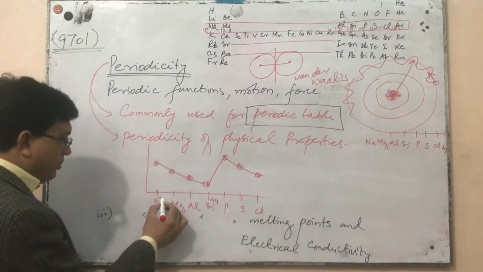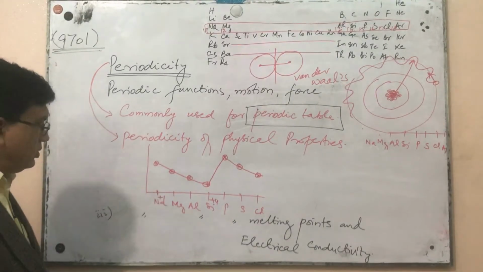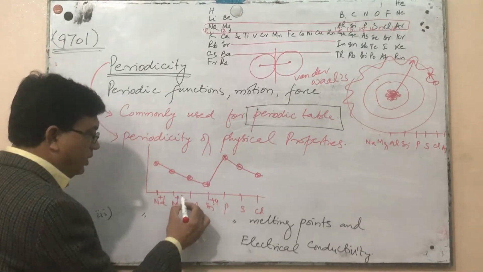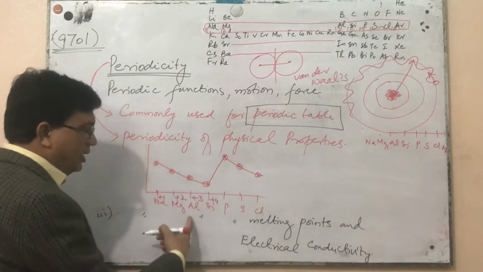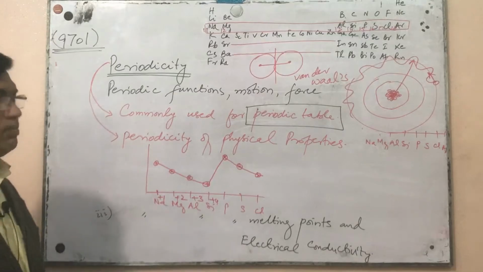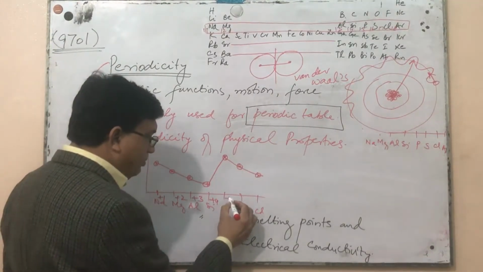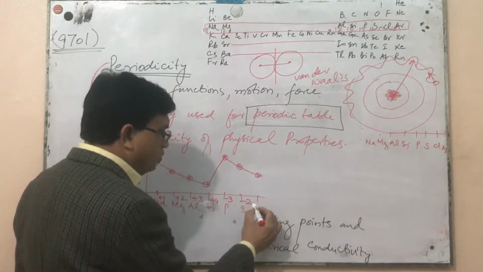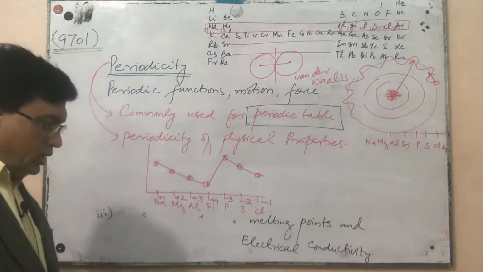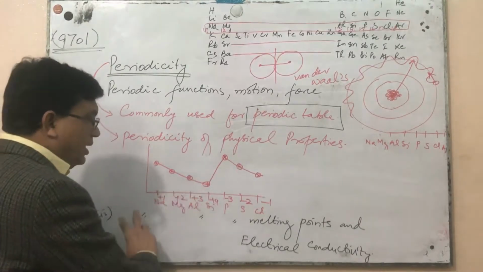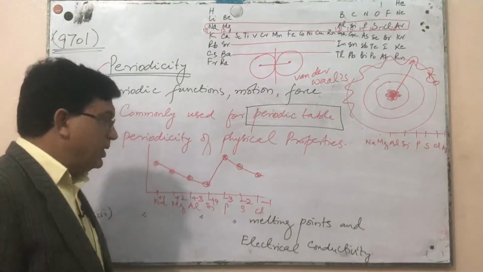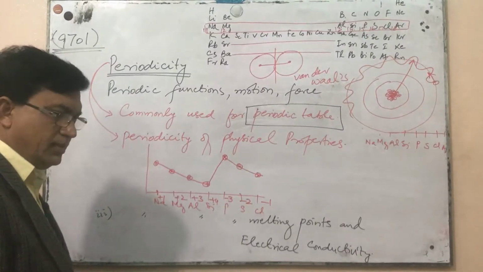In case of sodium, plus 1, because 1 electron is lost. In case of magnesium, positive 2. In case of aluminium, positive 3. And in case of silicon, positive 4, after removing 4 electrons. But in case of phosphorus, sulfur and chlorine, there will be minus 3, minus 2, and minus 1 charge. So the graphical trend in case of the ionic radii will be represented just like this.